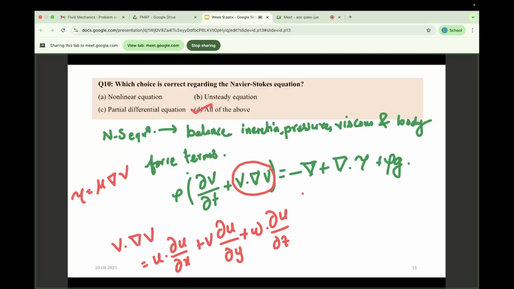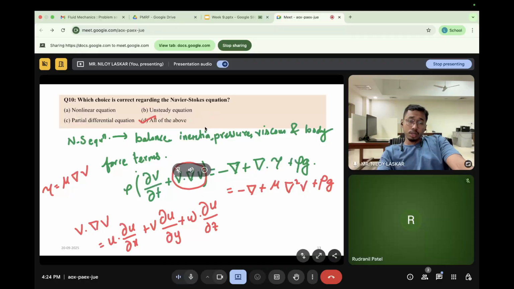If you put it here, it will be converted into mu, this type of thing. So using all these things, you will be able to solve this. This is a complex equation and it's a combination of nonlinear, unsteady, partial differential equation. So our correct option is option D.